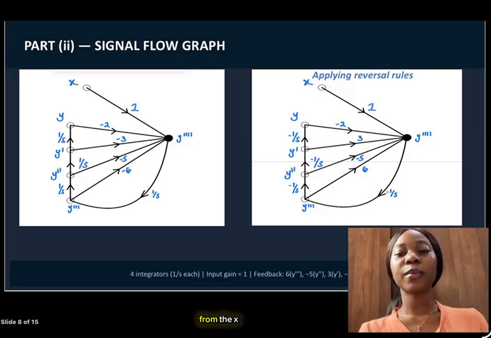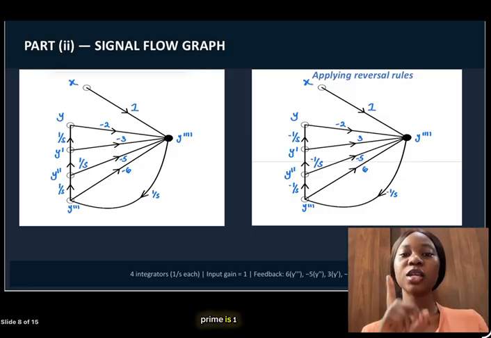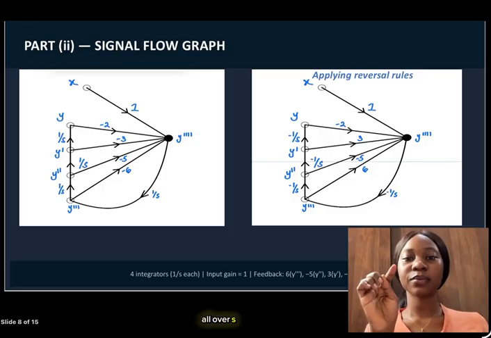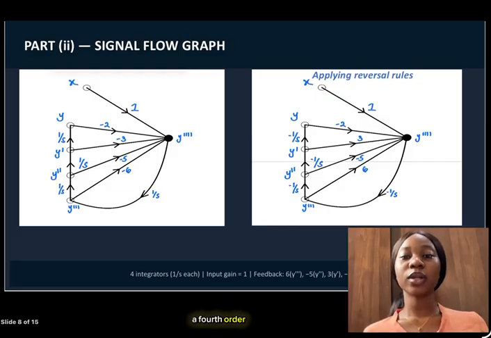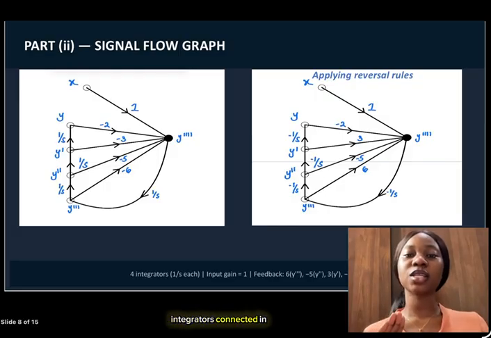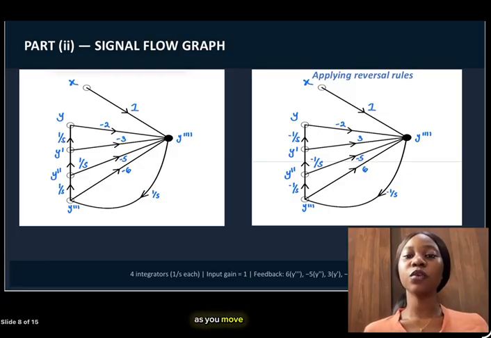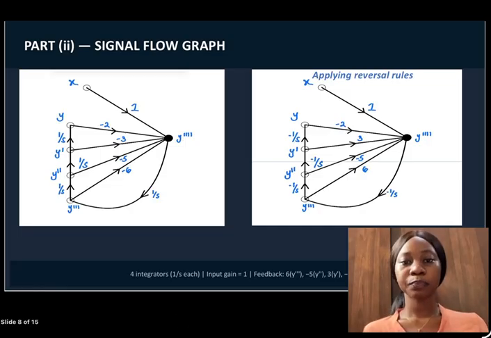The input gain from x to y quadruple prime is 1. This is because in the original equation, x appears with a coefficient of 1. Between every consecutive pair of nodes, we place an integrator with a gain of 1 over s. Since this is a fourth order equation, we have 4 integrators connected in series. Each integrator represents one level of integration as we move from the highest derivative down to the output y.